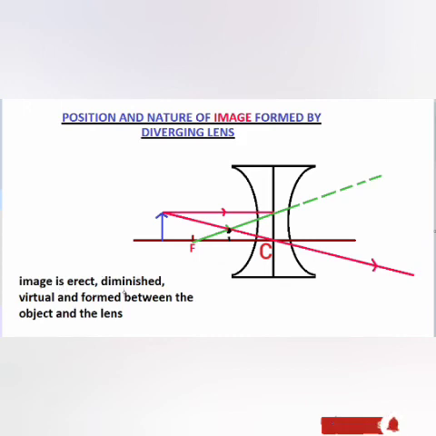So for a diverging lens, the image is always erect, diminished, virtual, and formed between the object and the lens.